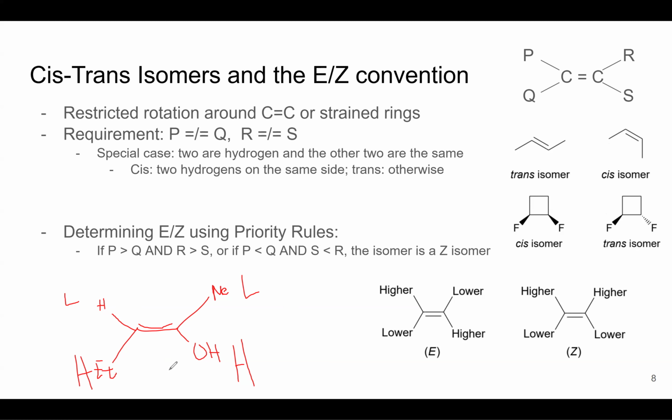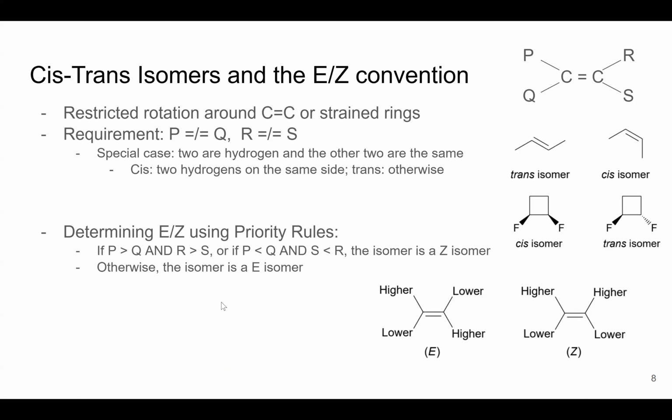Then, because the higher priorities are on the same side, you assign it as a Z isomer. Of course, that's not where the Z letter comes from, but it's an easy way to remember. So the two higher priorities are on the same side. So this is a Z isomer. Otherwise, it is an E isomer. So cis-trans is not the same as E/Z.